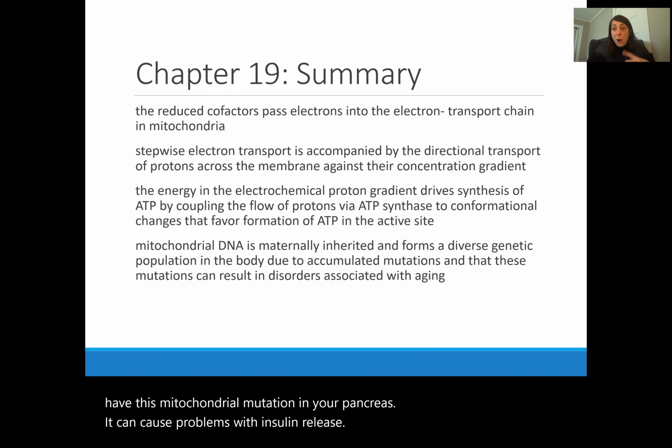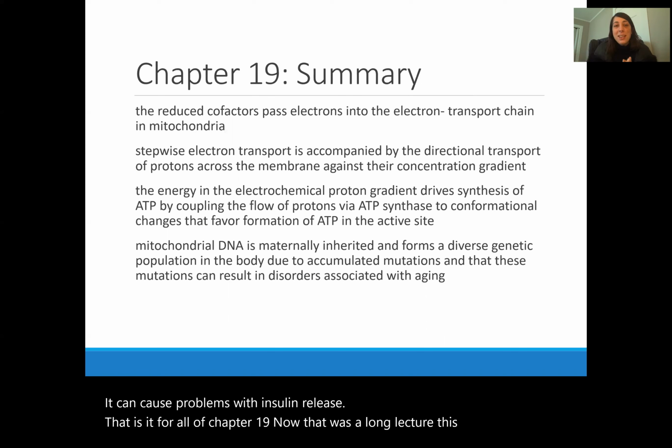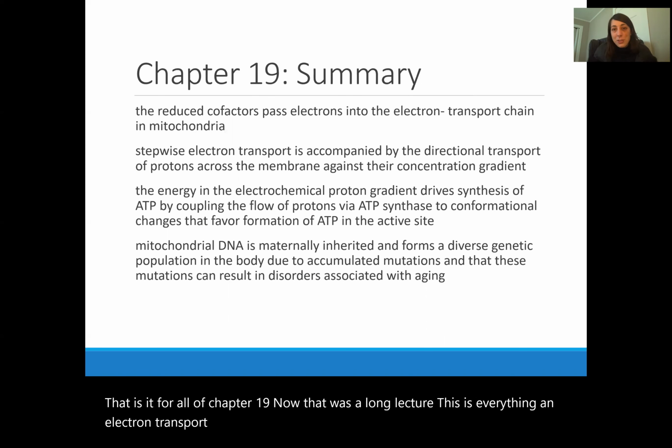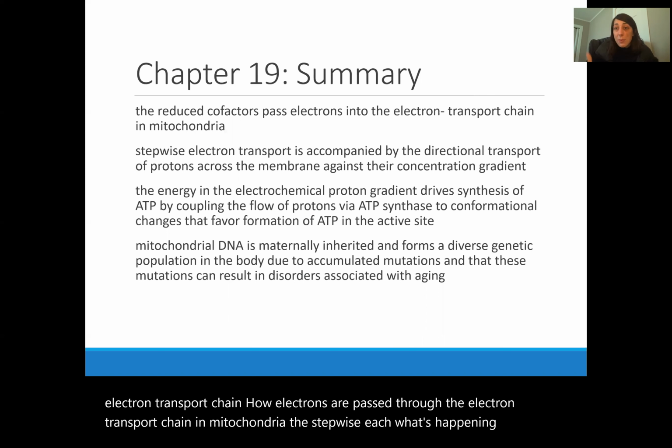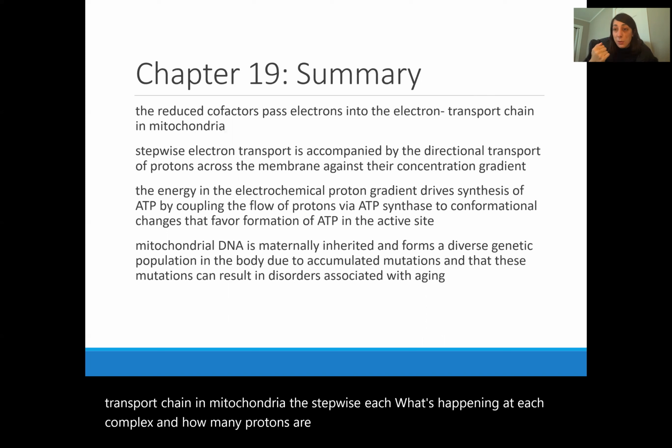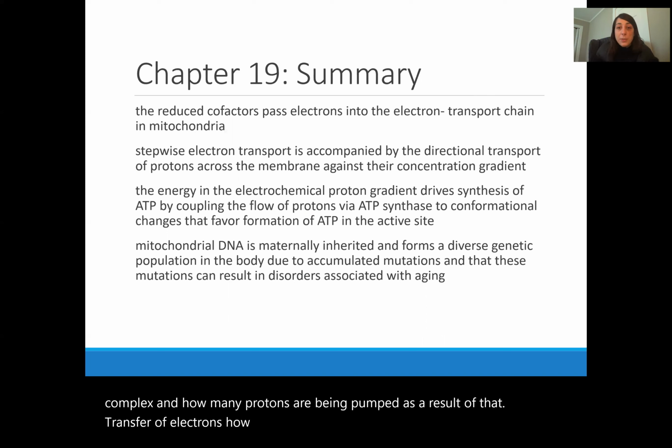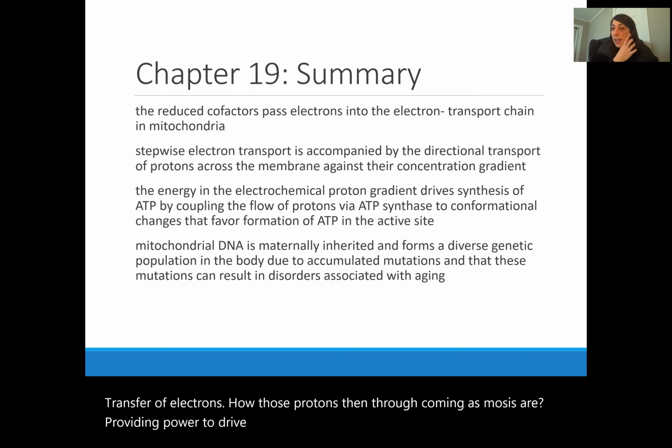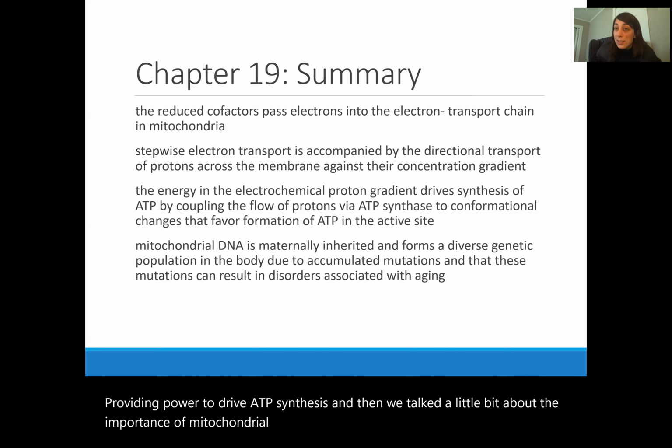Okay, well, that is it for all of chapter 19. Now, that was a long lecture. This is everything on electron transport chain, how electrons are passed through the electron transport chain in mitochondria, the stepwise, what's happening in each complex, and how many protons are being pumped as a result of that transfer of electrons, how those protons then, through chemiosmosis, are providing power to drive ATP synthesis. And then we talked a little bit about the importance of mitochondrial DNA and how it is different and can lead to unique problems outside of our nuclear DNA.